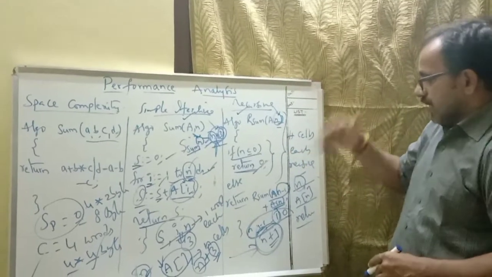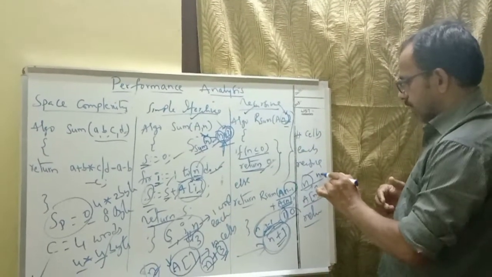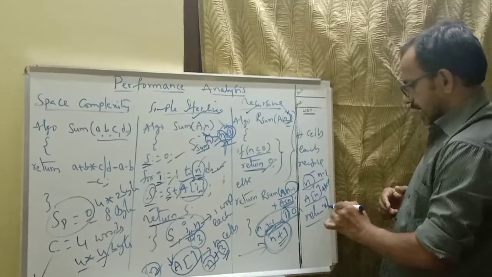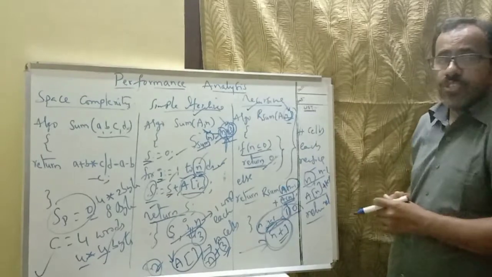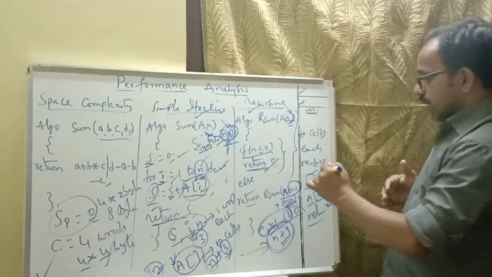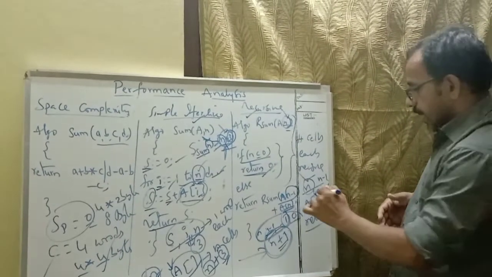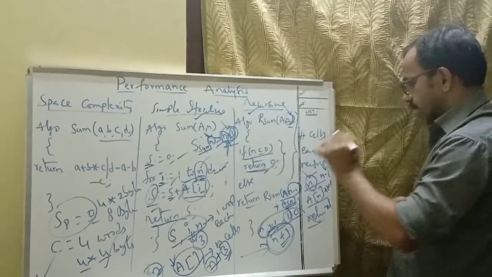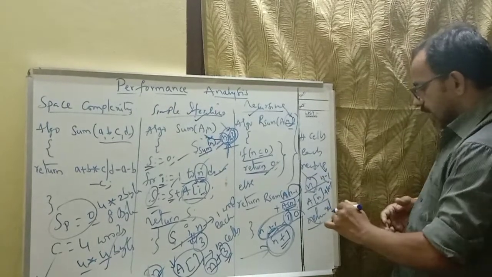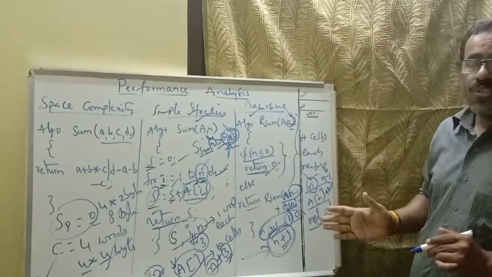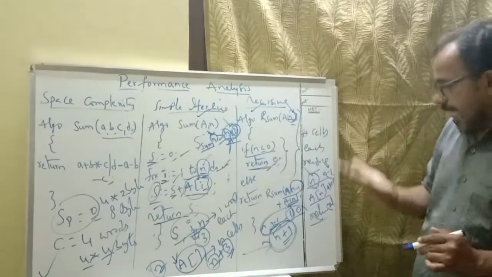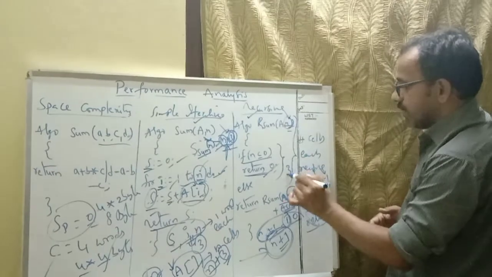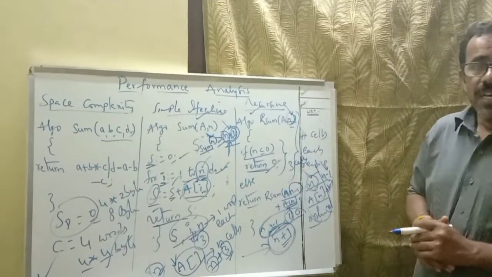But next time, if a recursive call is made, then that one becomes n minus 1. Here we need to extract a of n minus 1. Again we need to return the result. Next time this n becomes n minus 2. So every recursive call we need to store the n value, a of n value, and the result. Next recursive call we need to store n minus 1, a of n minus 1, return. Like that, at 1 also we need to store 1, a of 1, return. So that's why at each recursive call 3 cells are required minimum.